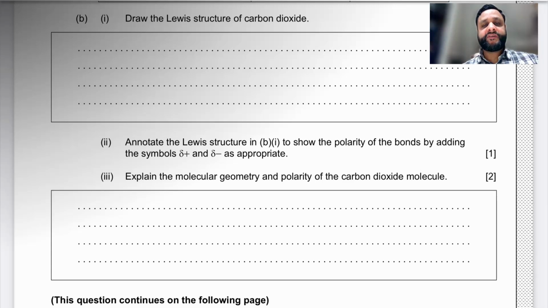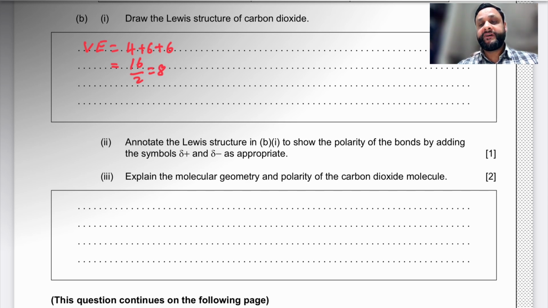Draw the Lewis structure of carbon dioxide. So first step is add all the valence electrons. Carbon has 4 valence electrons, each oxygen has 6 valence electrons. If I add them together, I will have 16. If I divide that by 2, we'll have 8 pairs of electrons.